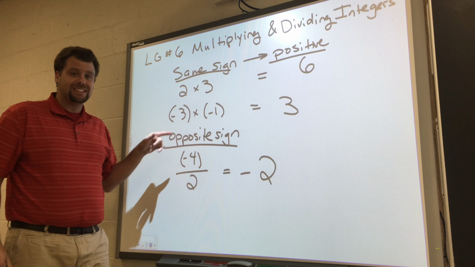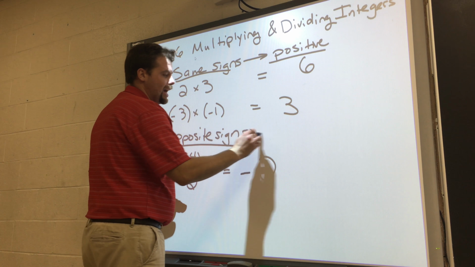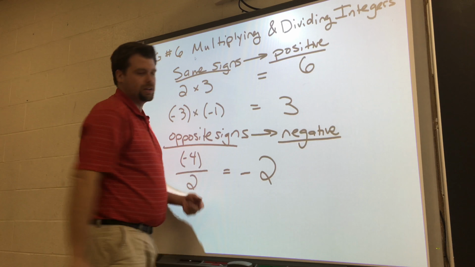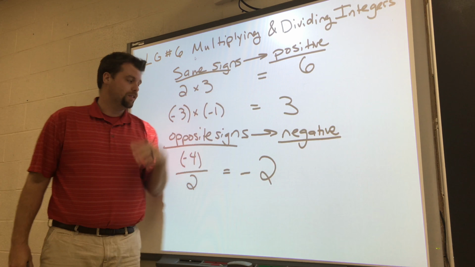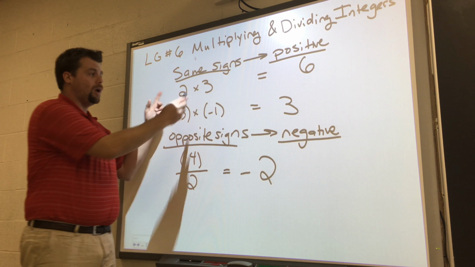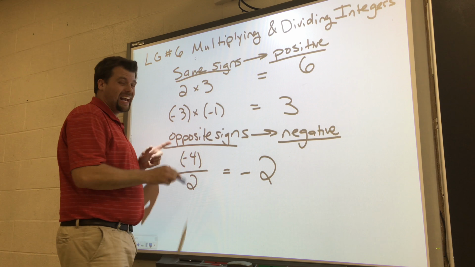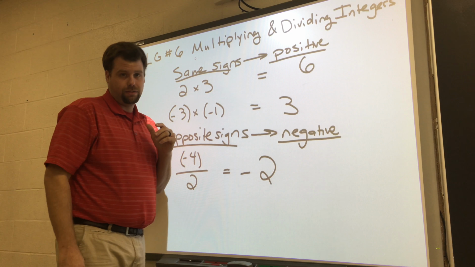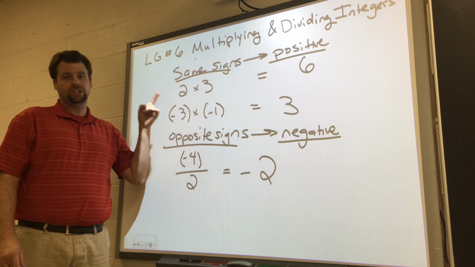If you have same signs, positive. Opposite signs, you get a negative answer. Again, one more time, same signs will give you positive. Opposite signs will give you a negative answer. Both positive, positive. Both negative, positive. Positive and a negative, or negative and a positive, however you look at that, negative. Very important, you need to understand that, most importantly for multiplication and division.